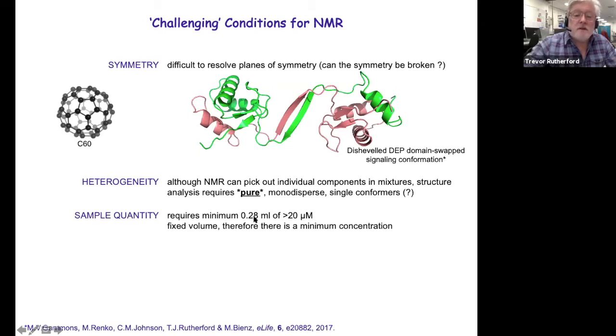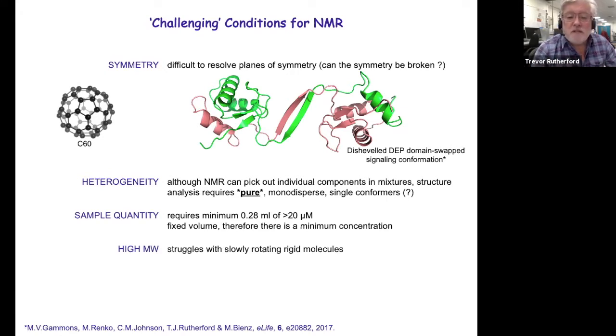That's quite a lot of sample compared with some biophysical techniques. NMR signal quality degrades as the molecular weight of the complex goes up. Essentially, as the molecule starts to tumble slower, the quality of the signal is degrading. And so NMR is really more suited to analyzing individual isolated domains rather than looking at multi-domain complexes and full-length proteins.